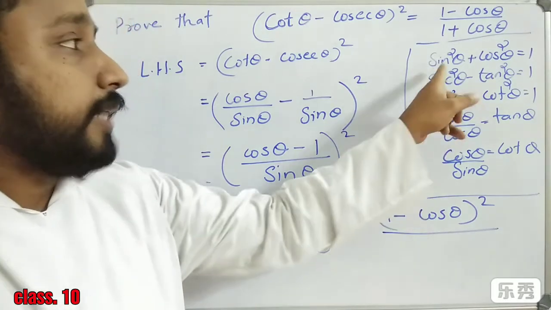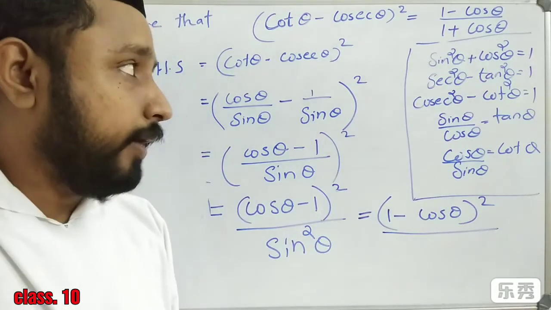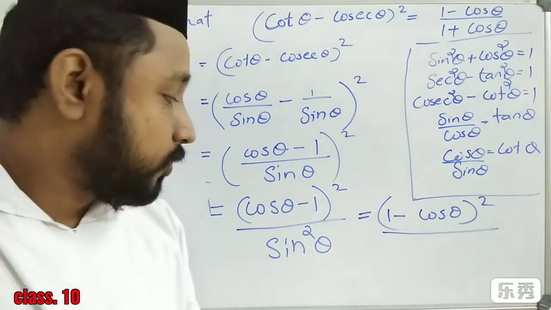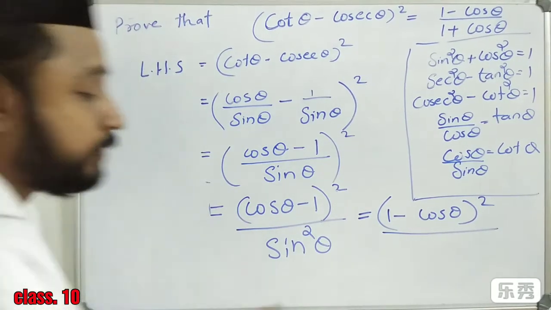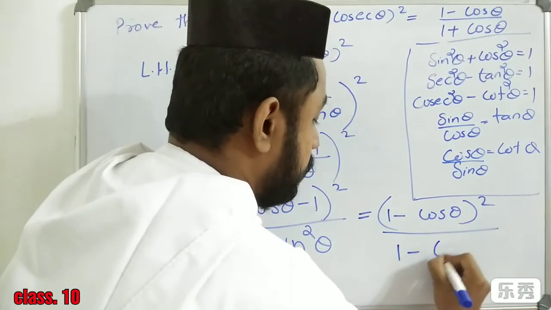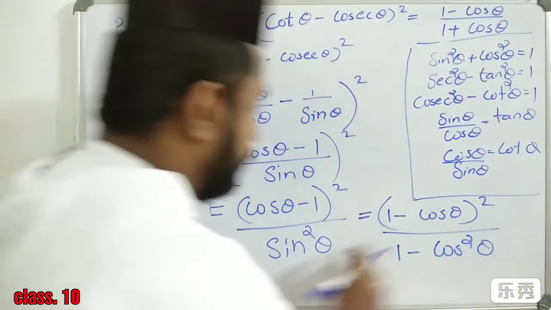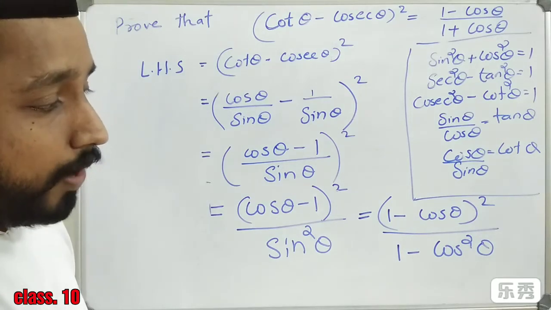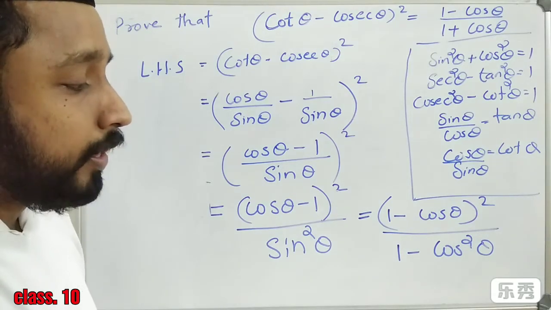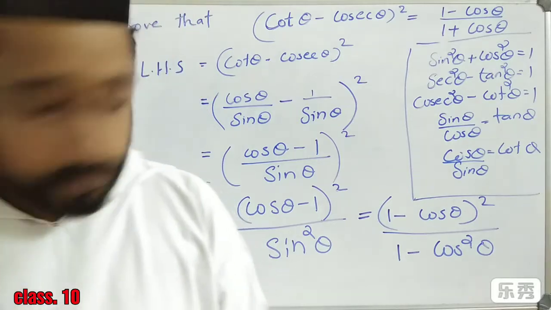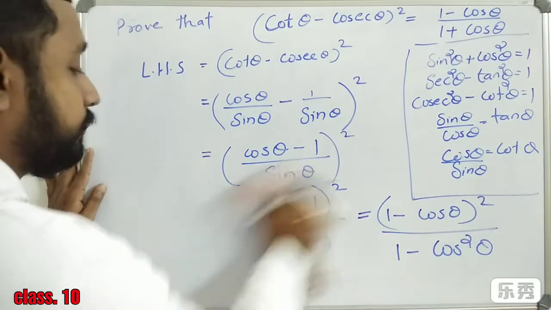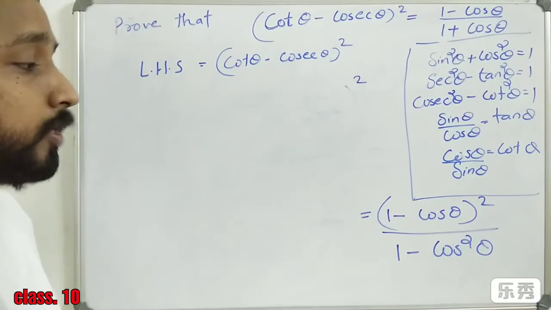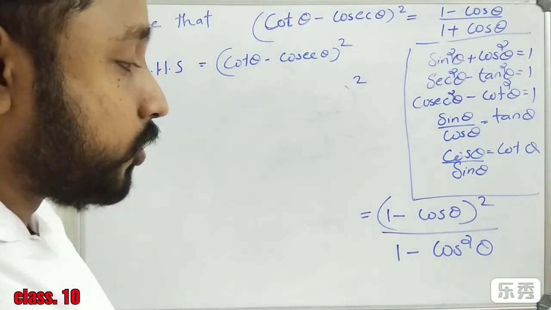We know sin square theta plus cos square theta is equal to 1. Therefore, sin square theta is equal to 1 minus cos square theta. Instead of this sin square theta, I wrote 1 minus cos square theta. So, 1 minus cos theta all square divided by 1 minus cos square theta.